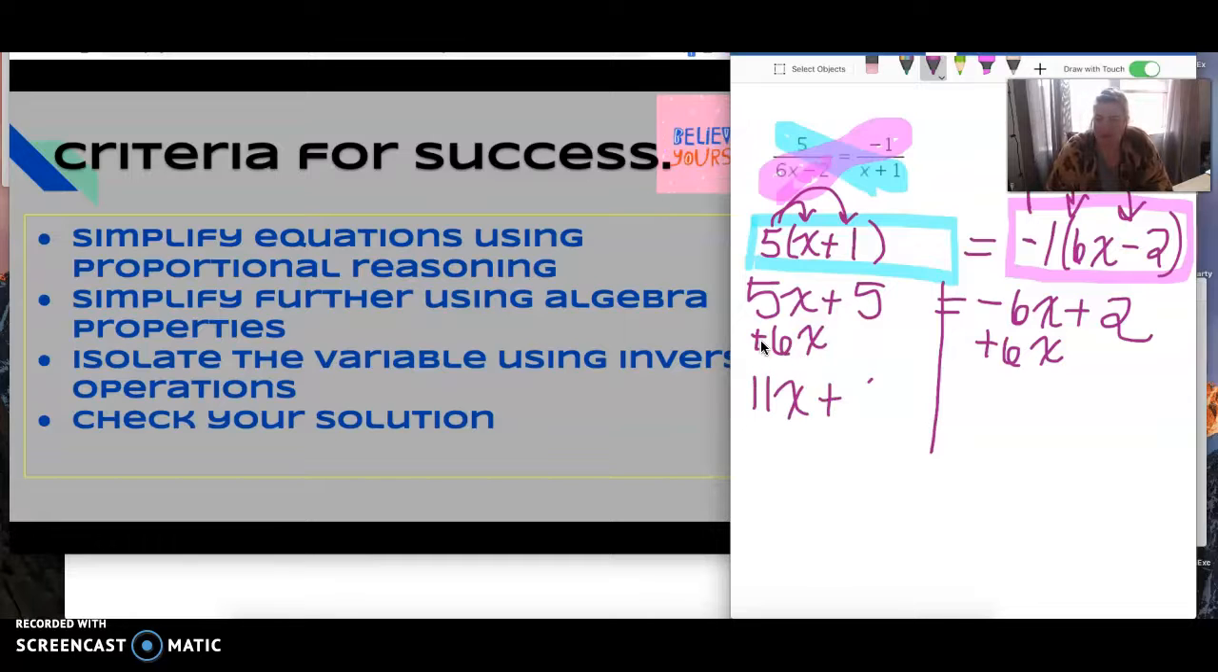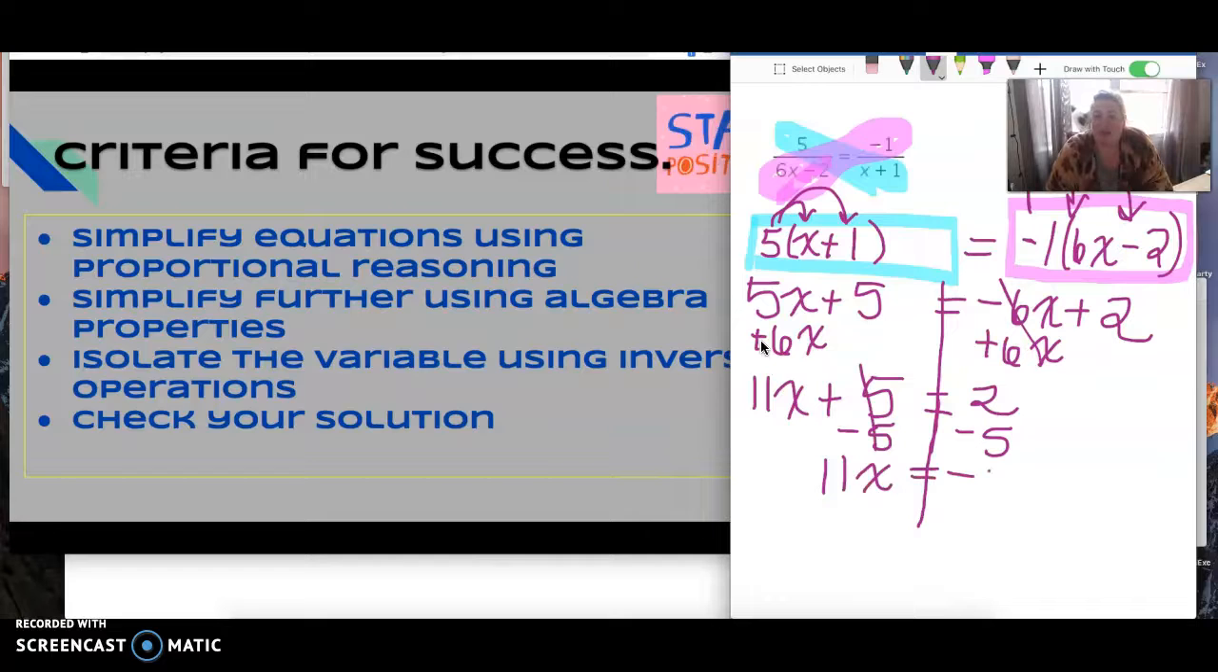And there isn't. So we move over the -6x to the left-hand side, we get 11x plus 5, and then our 6x's cancel, and we're left with 2 on the right. Next step, we're still trying to isolate the x, so we minus 5 on both sides. So on the left-hand side, because the 5's cancel, we're left with 11x, equaling, and then plug this into your calculator, people. 2 minus 5 is negative 3.